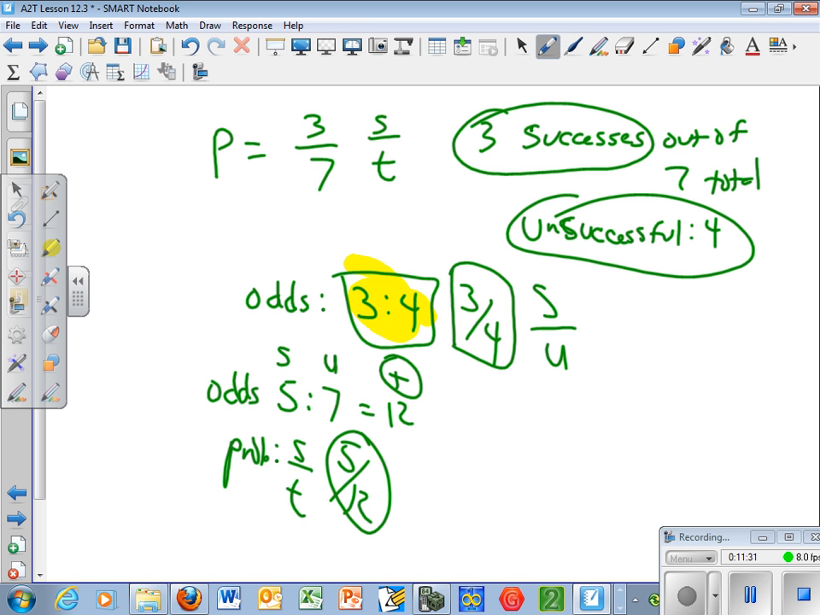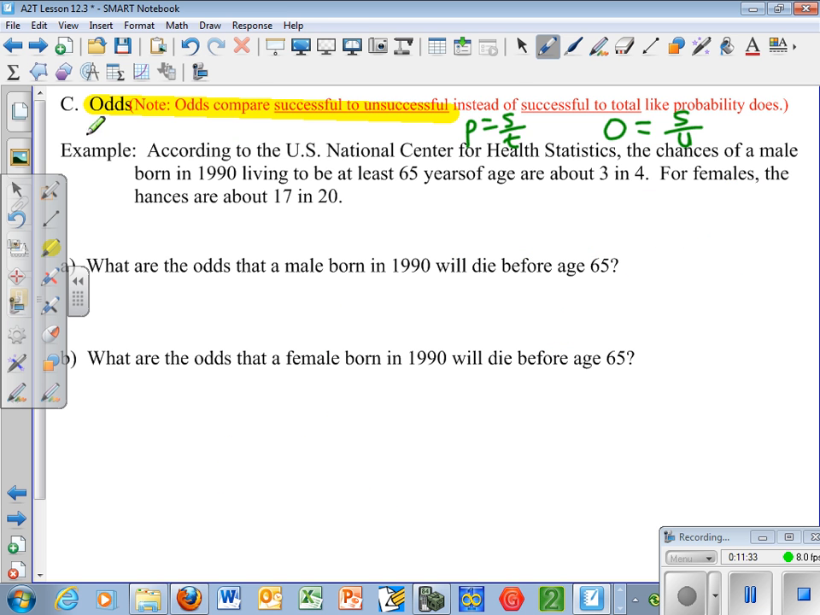I don't have a specific example like that, but let's go back to this. It says, according to the U.S. National Center for Health Statistics, the chance of a male born in 1990 living to be 65 years of age are about 3 and 4. That's probability. For females, 17 and 20. So in other words, that they live to at least 65, that's the probability that they are. So we're trying to find the odds here that they die, okay? Now, it gets a little tricky the way this is worded, okay?